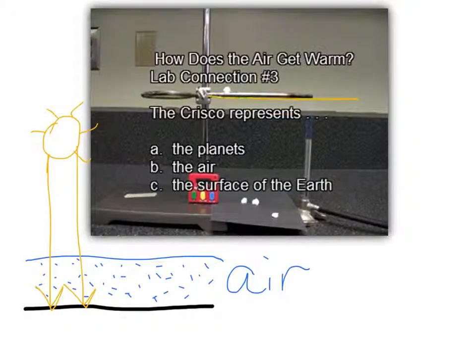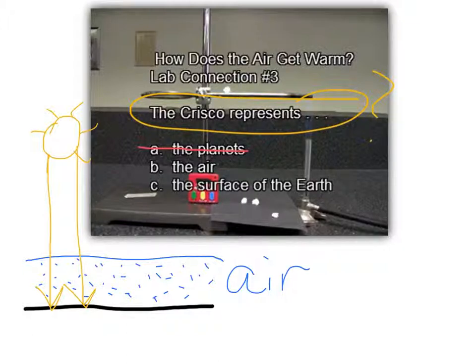Finally, what does the Crisco, the white blobs, represent in the lab? Quite possibly, they might be the planets. It wouldn't be unusual for someone to attempt that as a possibility, but this question deals strictly with what's taking place on the Earth. So the planets would not be a good choice. They look like planets with the sun at one end, but that is not the context of this question.